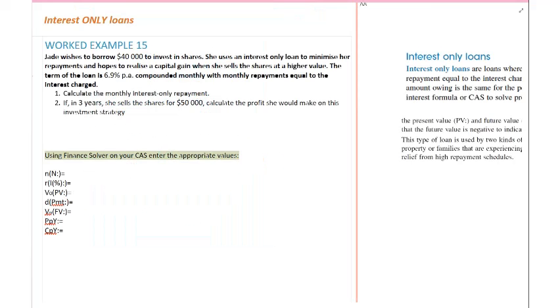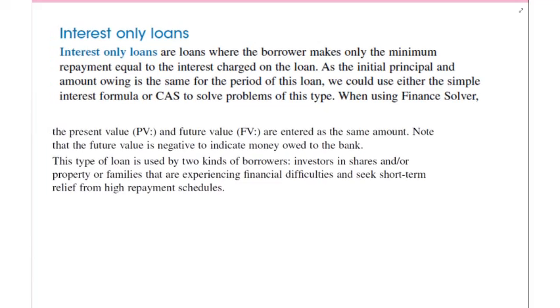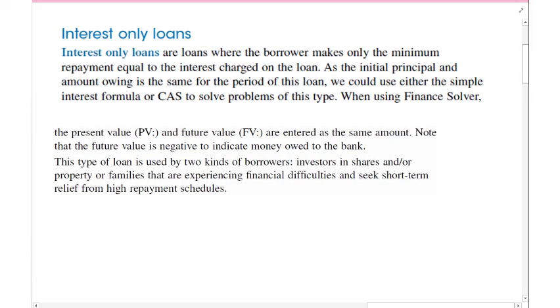So moving on to worked example 15, where we're looking at interest-only loans. What I just did quickly there was a quick snip of the reason and the thinking behind interest-only loans. The key point here is the minimum repayment is equal to the interest charge on the loan. That's all you're paying. So your initial principal, the amount owing, is the same for the period of the loan.